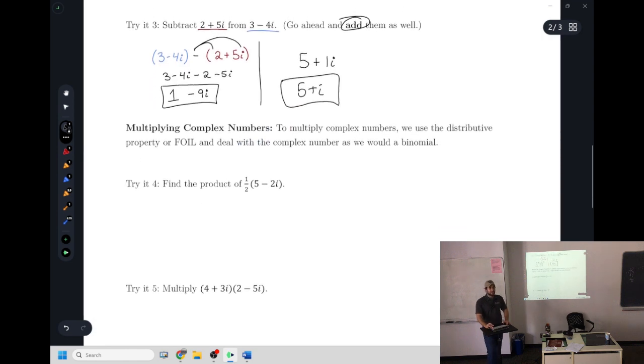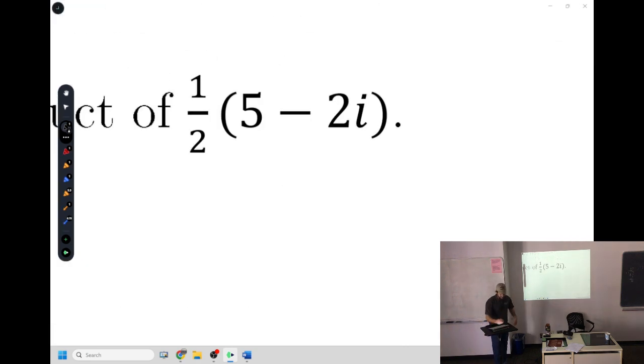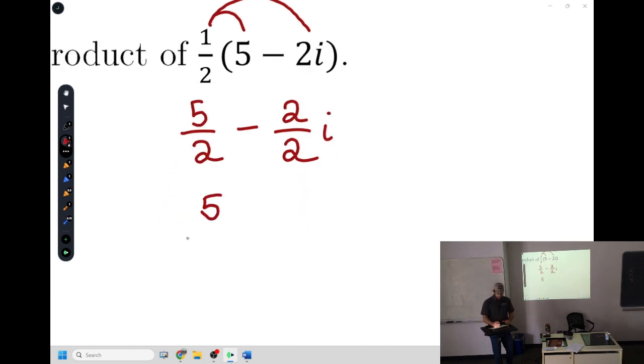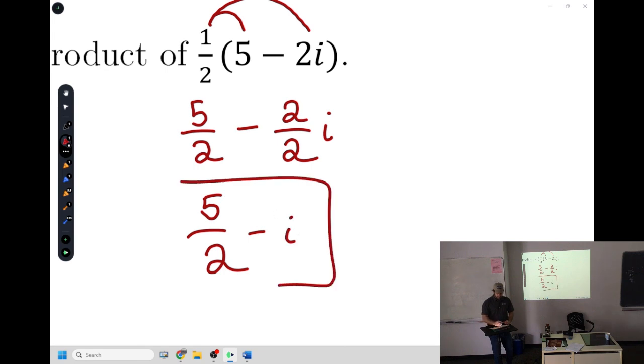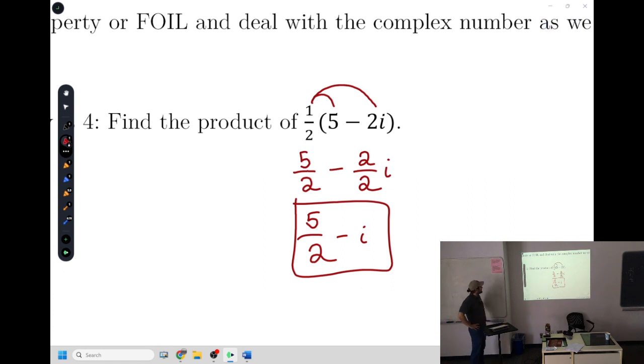Alrighty. And with multiplication, I'm here to tell you, it's exactly like you would think. So without even reading the definition of multiplication, any ideas what we might do? What's 5 times 1/2? What's 1/2 times negative 2i? Negative 2 over 2i? So 5 over 2 minus i? Pause. Questions, comments, concerns, complaints, conundrums, conniptions?